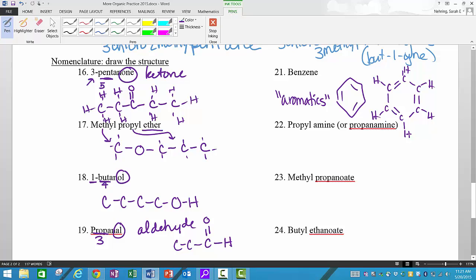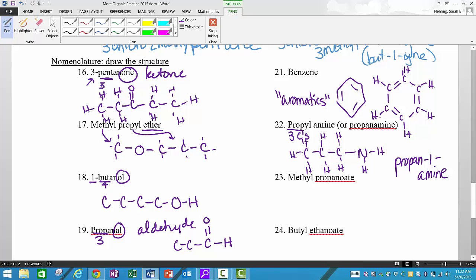Okay, propylamine. So prop means 3 carbons, and then amine means there's this nitrogen sticking off of it. So it looks like this: 1, 2, 3 carbons with an amine at the end there. I should have put a 1 here actually. This should say 1-propylamine, or let's see, let me write this over here. It should say propan-1-amine to show it's coming off the end carbon and not the central carbon.